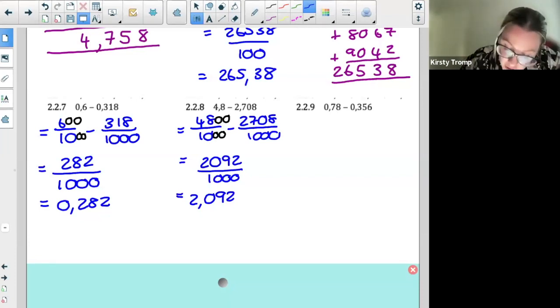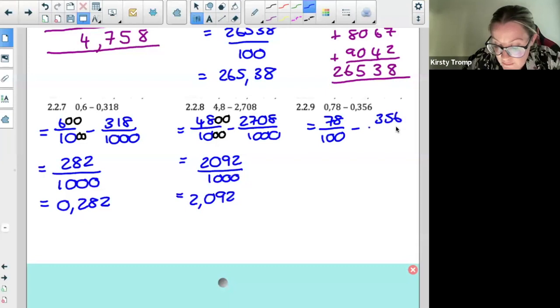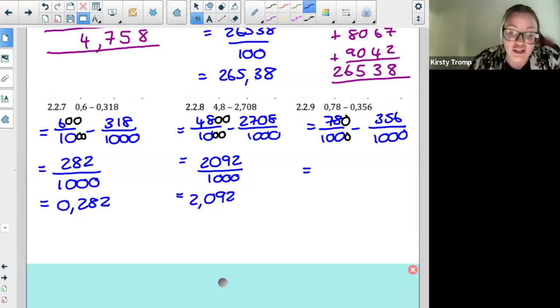Okay, last sum. I've got 78 over 100, and oh my gosh, you guys are going to think I'm going crazy, 356 over 1,000. So yes, again, we've got a common denominator of 1,000. So we put a 0 and a 0. Right, when we do the subtraction, what do we get? Tell me in the chat, guys. What do we get?